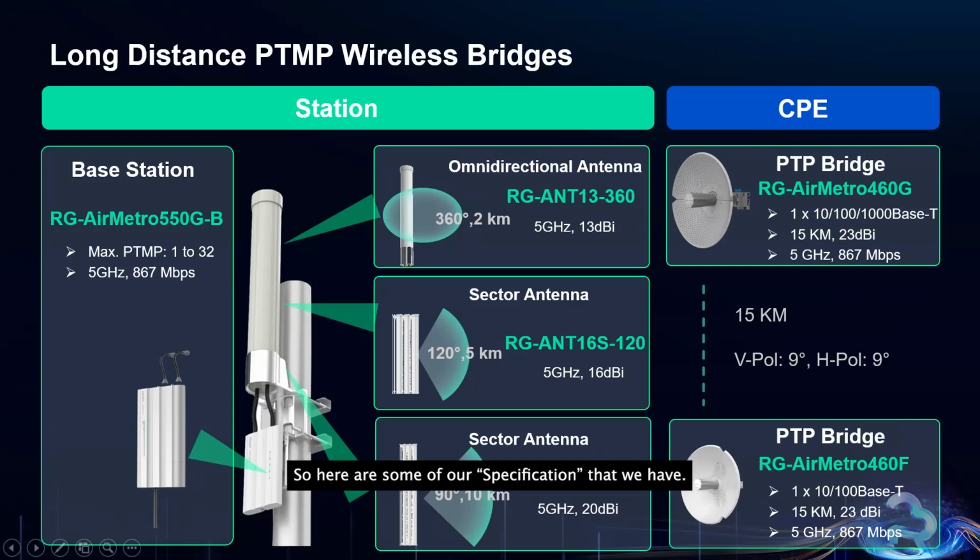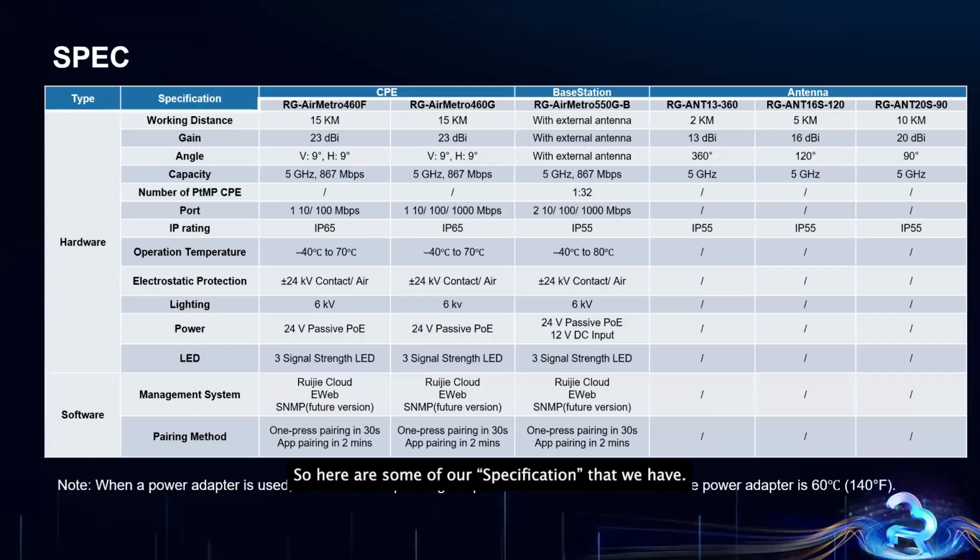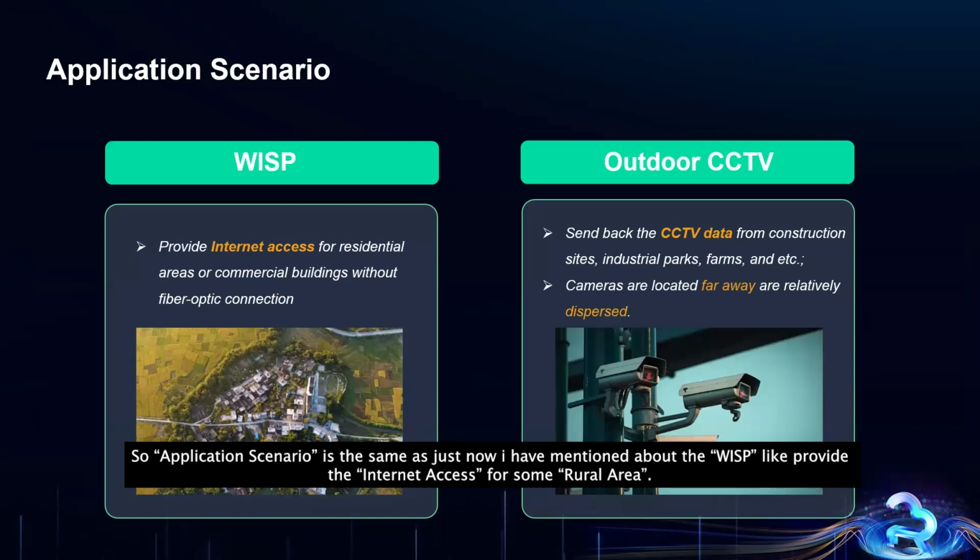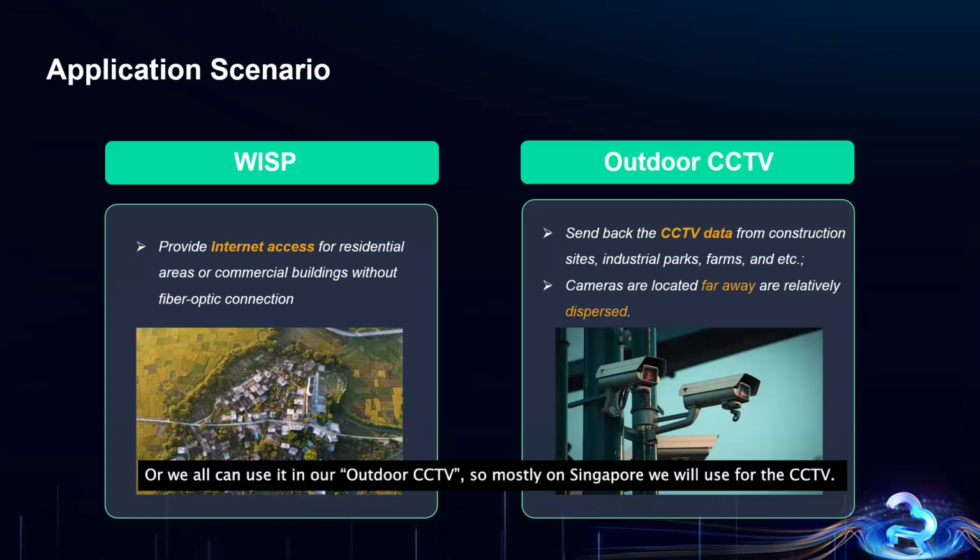So here are just some of the specs that we have. Just briefly going through, you can get these specs through the Ruijie website as well. The application scenario is the same as I mentioned just now. We provide internet access for rural areas, or we can use it for outdoor CCTV. Mostly in Singapore, we use it for CCTV.